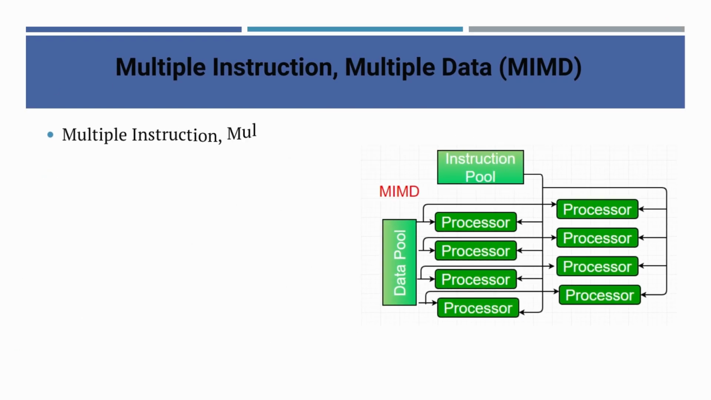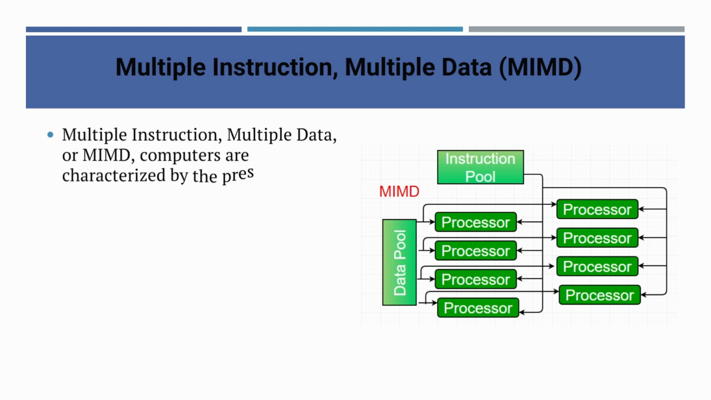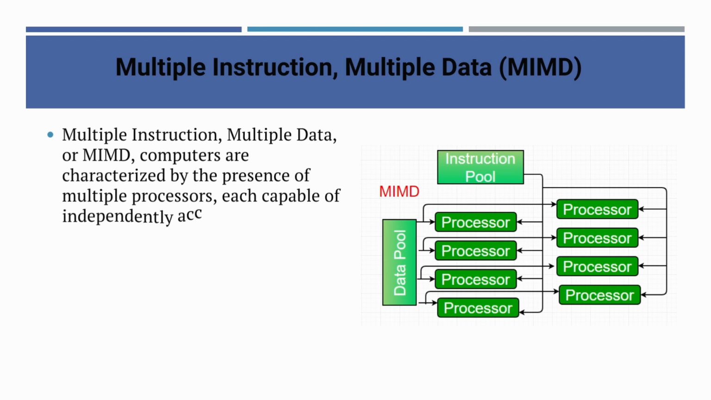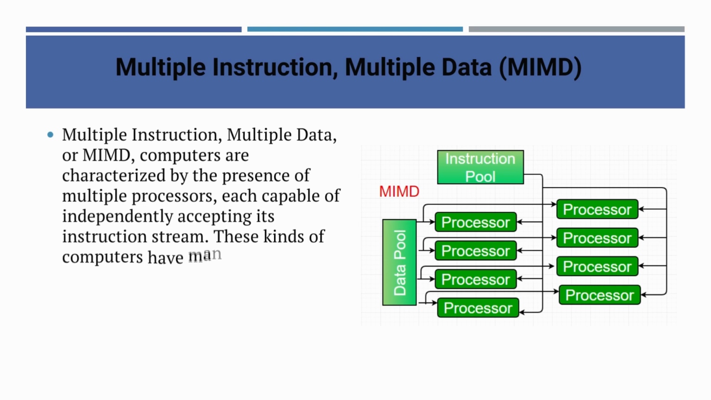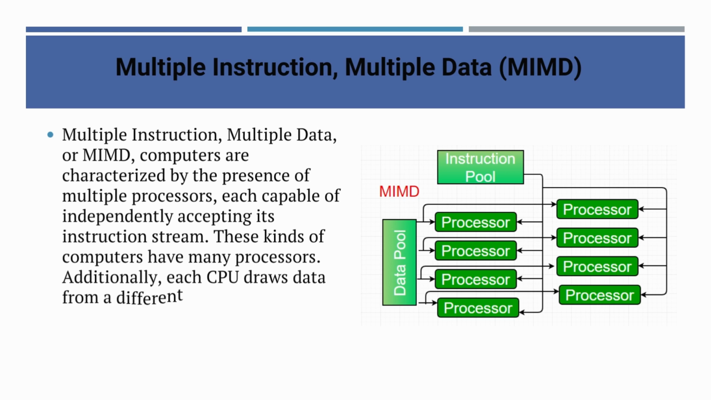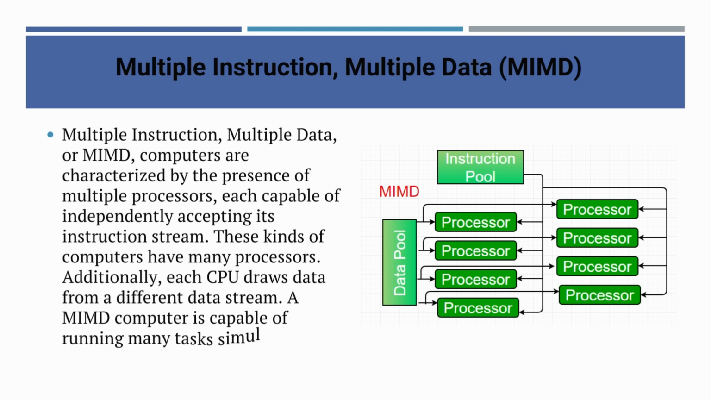Multiple instruction, multiple data (MIMD) is a type of parallel computing architecture that allows multiple instructions to be executed on multiple datasets simultaneously, each capable of independently accepting its instruction stream. These kinds of computers have many processors. Additionally, each CPU draws data from a different data stream. Each processor or core can execute instructions on it at its own pace without being synchronized with other processors.